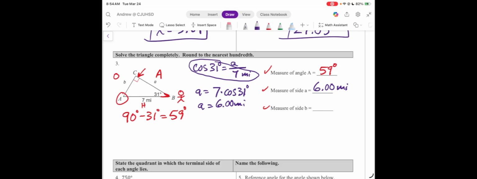Side B would be using the opposite side, and we'll use the hypotenuse again. So that will be sine. Sine of 31 degrees is B over 7. Cross multiply again. 7 times sine of 31. 3.61 miles.